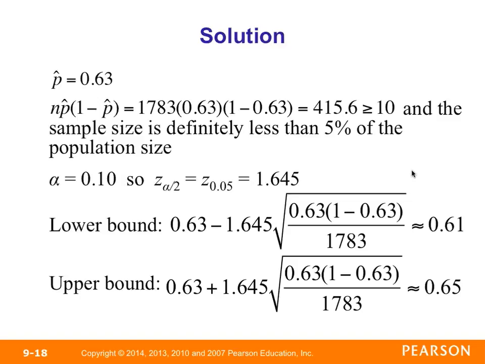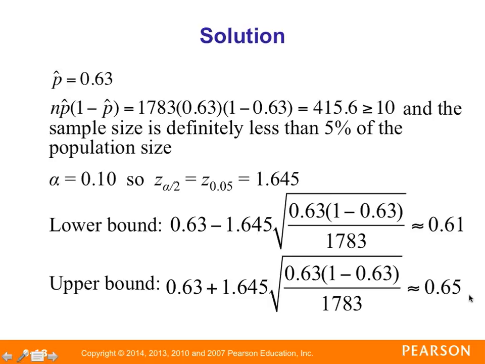And then the second one should be even easier to do because you already have all these values. All you do is, instead of subtracting your margin of error, which is this entire thing here, this critical value multiplied by the square root, instead of subtracting it, you just add it, okay? And you end up with 0.65.